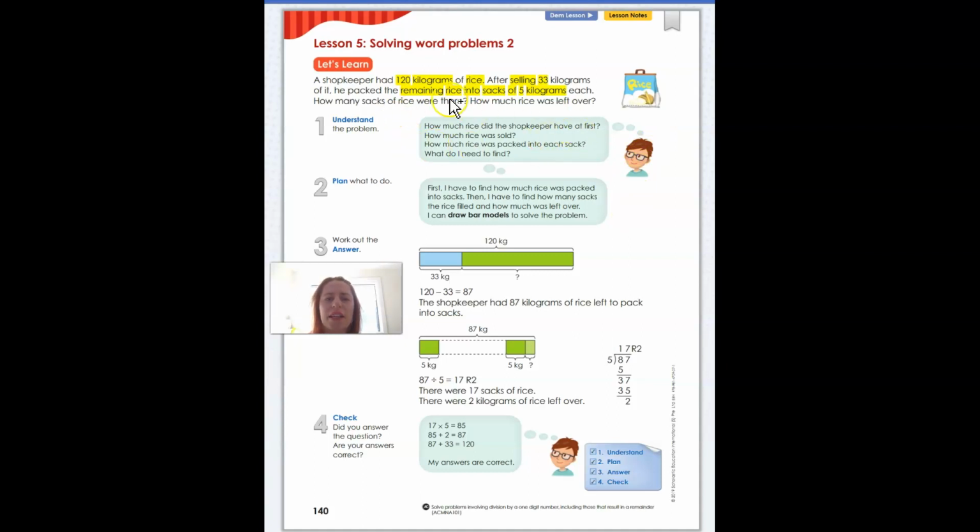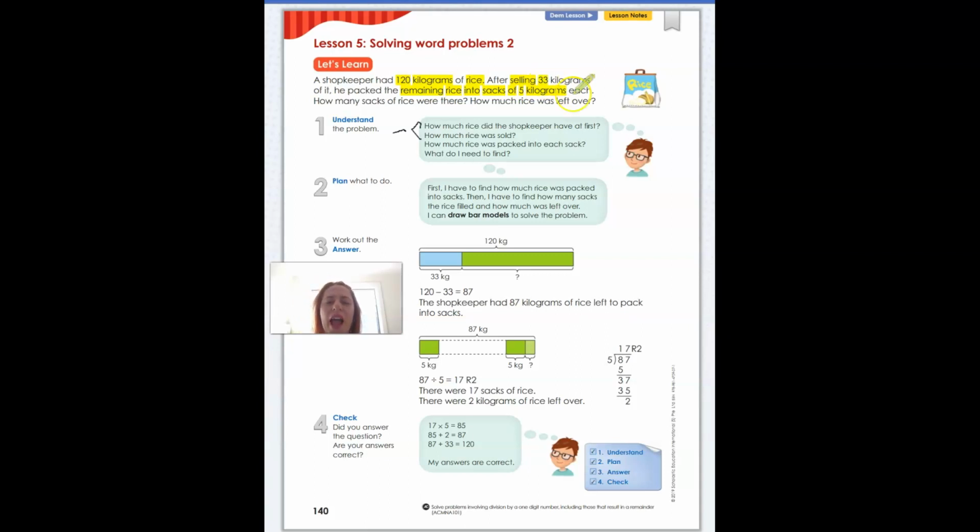So I'm looking at understanding, and we're going to go through these bubbles because I think it's really important to break it down a lot today. How much rice did the shopkeeper have at first? Well, he had 120 kilograms at first. How much rice was sold? He sold 33 kilograms. So straight away I can think, maybe we are going to do a subtraction sum.